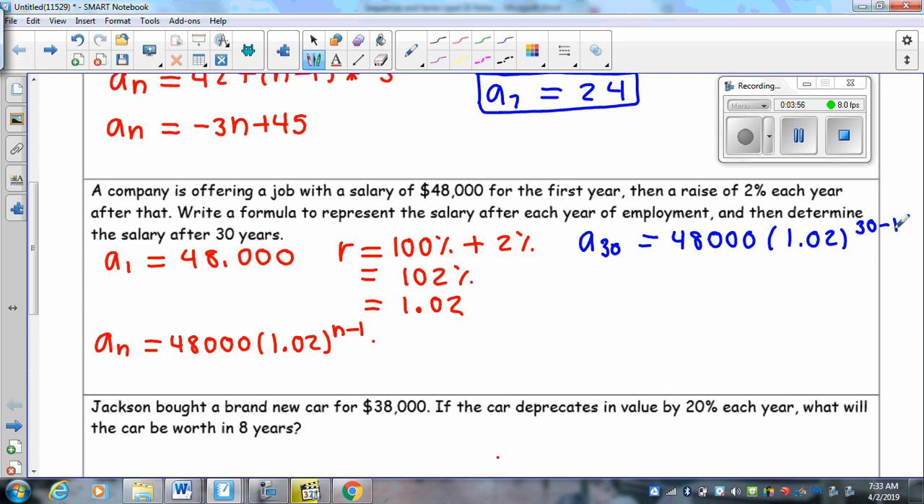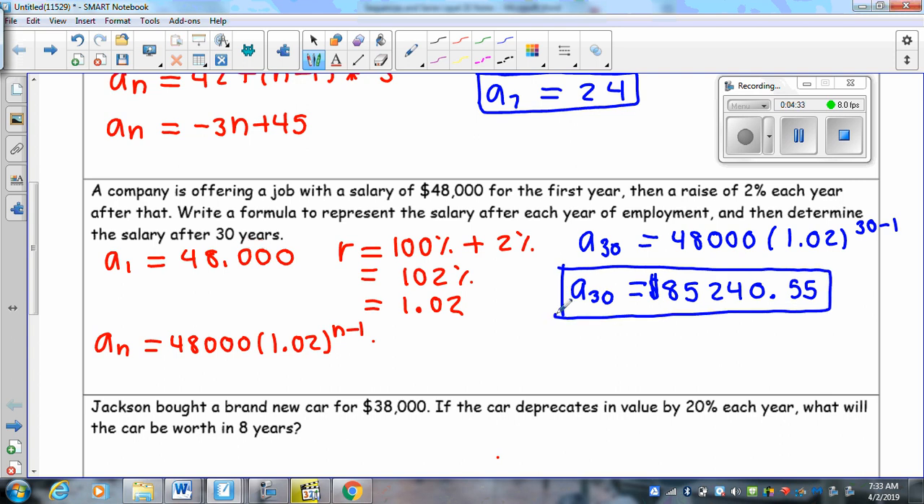So really, I'm taking that 1.02 and I'm raising it to the 29th power, and I'm going to times that by my $48,000. Okay, now remember, we're talking about money, so with money, we want to round to 2 decimal places. So this is going to be $85,240, put our dollar sign. And the decimal is 0.545, so I'm going to round to 0.55 because we're talking about money. So after 30 years, that's how much they will make if they get 2% each year.